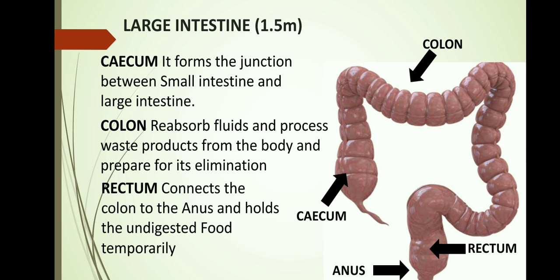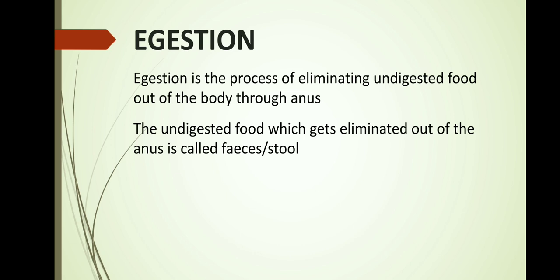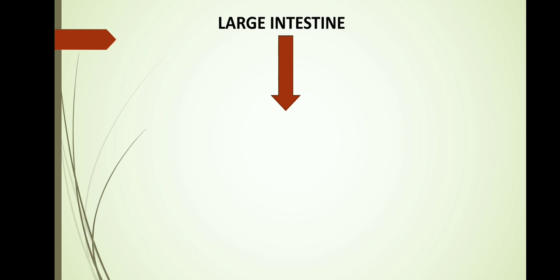Now let's move on to what is egestion. Egestion is the process of eliminating undigested food out of the body through the anus. The undigested food which gets eliminated out of the anus is called feces or stool. Now let's see how the process of egestion happens. From the large intestine, the undigested food will be sent into the rectum.